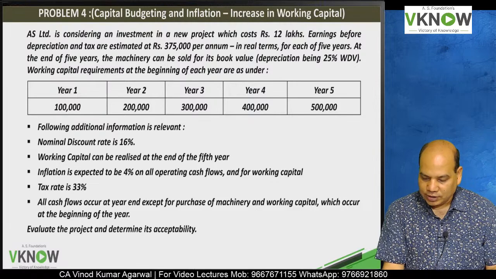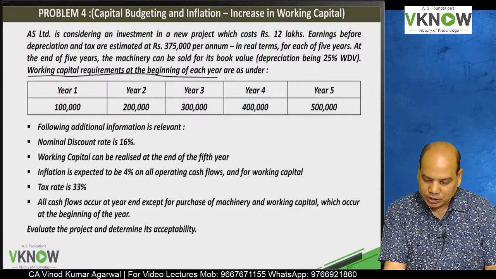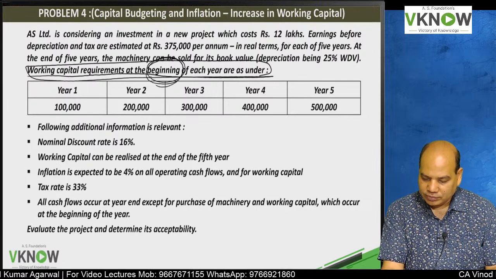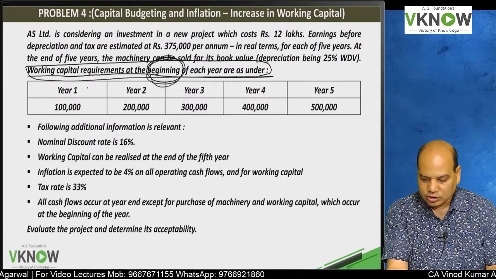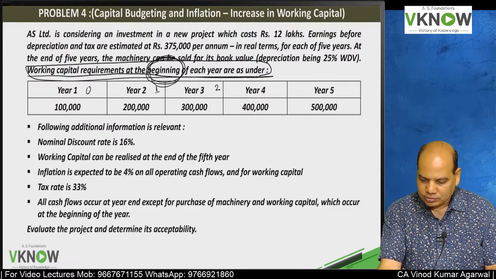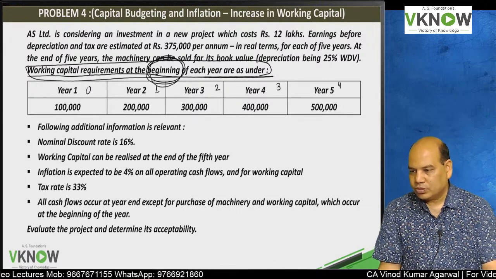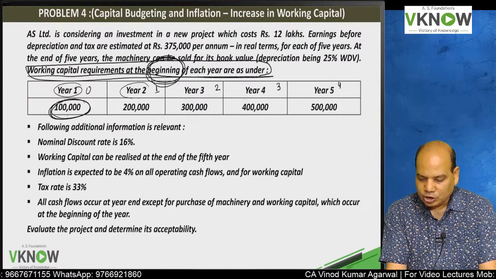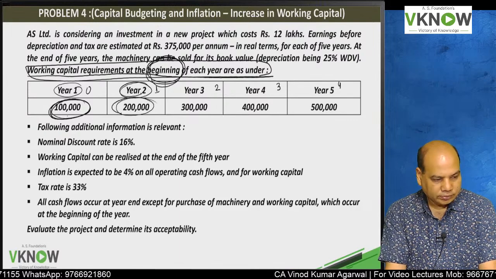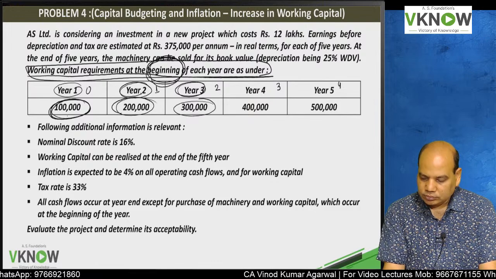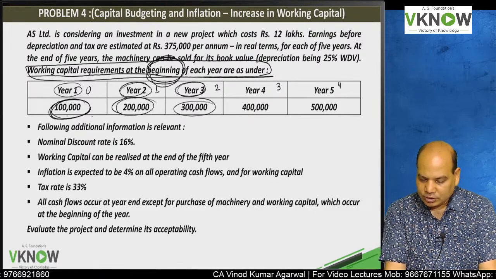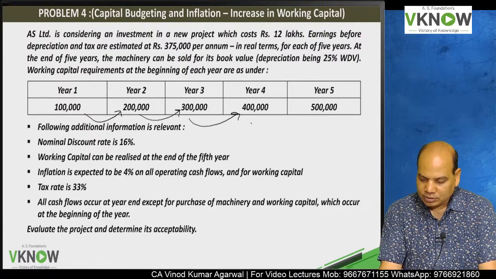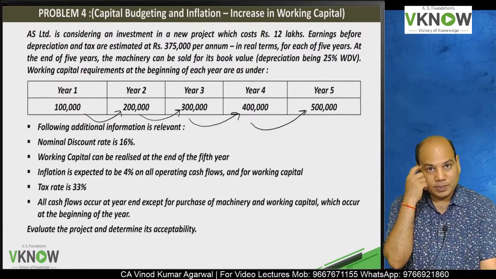Very good. Next line. Working capital requirement at the beginning of each year is as under. What is beginning of each year? This is actually year 0, then year 1, 2, 3, 4. If they have written year 1, you will require working capital today. If it is written beginning of year 2, that means end of year 1; beginning of year 3 will be end of year 2, like that. So this time working capital requirement is changing. I will have to add more working capital every year.